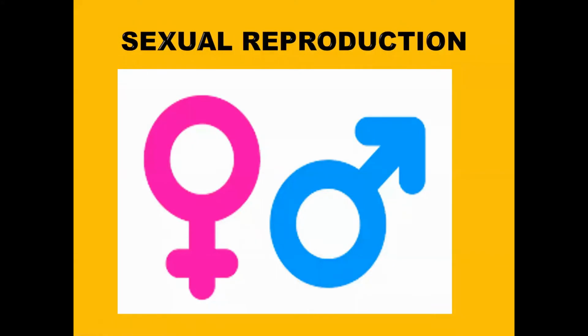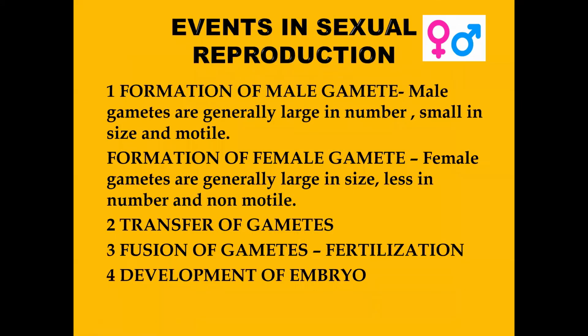In this video, we will learn about sexual reproduction. We have studied in our previous video that this is the type of reproduction in which two parents are involved. And in higher organisms, these are known as male and female. Whether it is plants or animals, the basic events in sexual reproduction are the same in both.